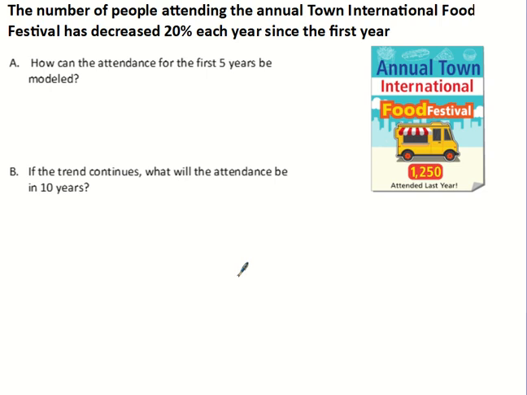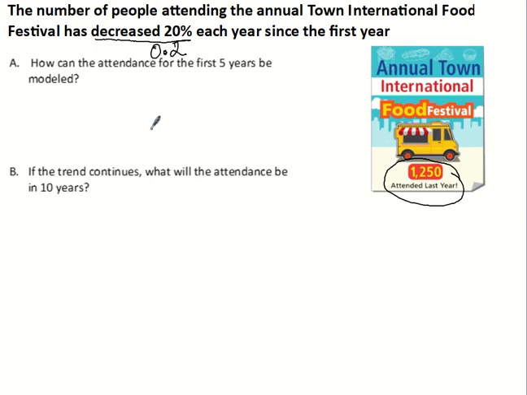All right, the number of people attending the annual Town International Food Festival decreased by 20%. Remember, that's 0.2 each year since the first year. Okay, this is how many attended last year. So this is a decrease. It says, how can the attendance for the first 5 years be modeled?